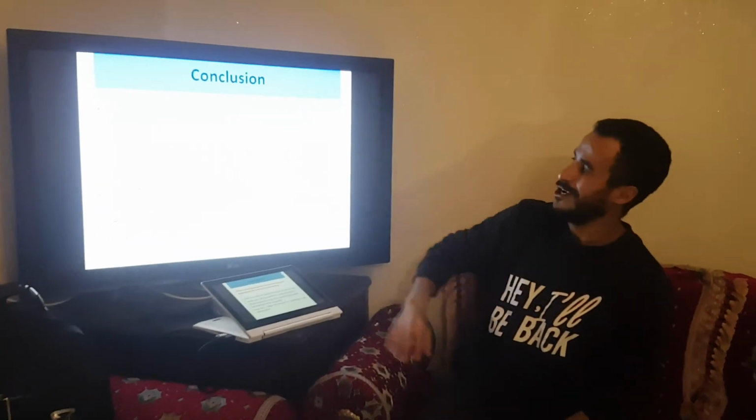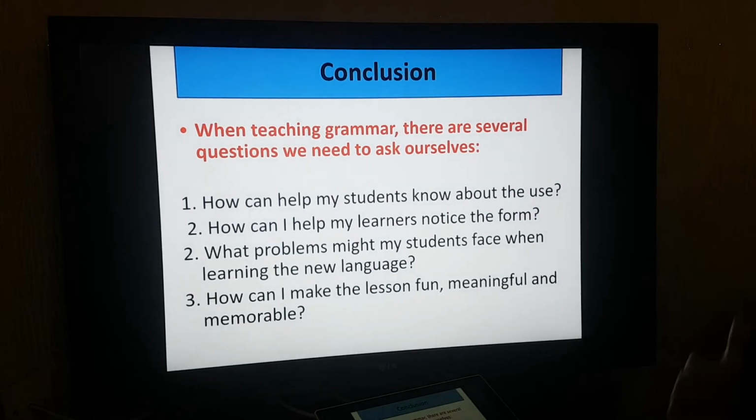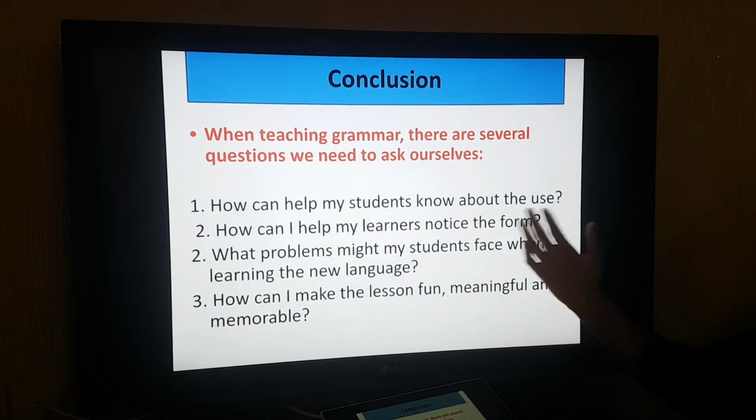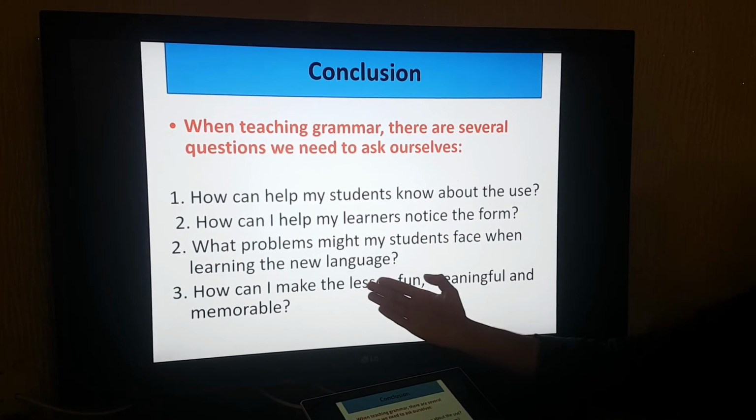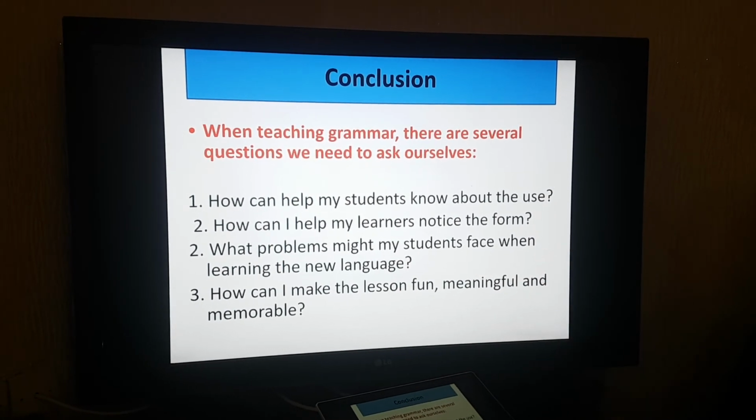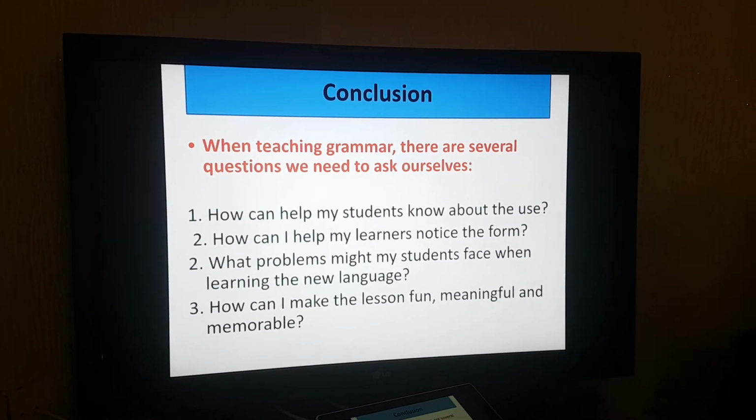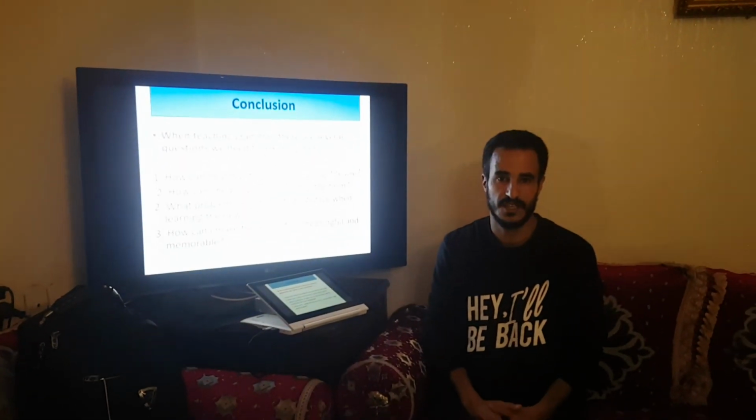As a conclusion, when teaching grammar, there are several questions we need to ask ourselves. Number one, how can I help my students know about the use? How can I help my learners notice the form? What problems might my students face when learning the new language? How can I make the lesson fun, meaningful, and memorable? These are the questions we have to ask when presenting or teaching grammar.